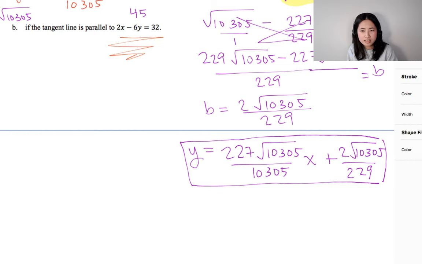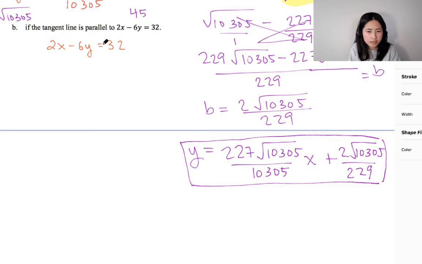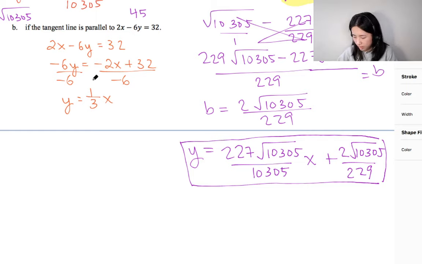Okay, so we have 2x minus 6y is equal to 32, right? So I'm just writing this down again and making sure that you isolate y and you have y is equal to mx plus b. So we have negative 6y, and this is equal to negative 2x, right, plus 32. So I'm moving 2x to the opposite side of the equation. That's why I'm getting negative 2x. Dividing both sides by negative 6, you end up with y is equal to, so this becomes positive now, 1 over 3 x, and 32 divided by negative 6 rather, this is negative 16 over 3, right?